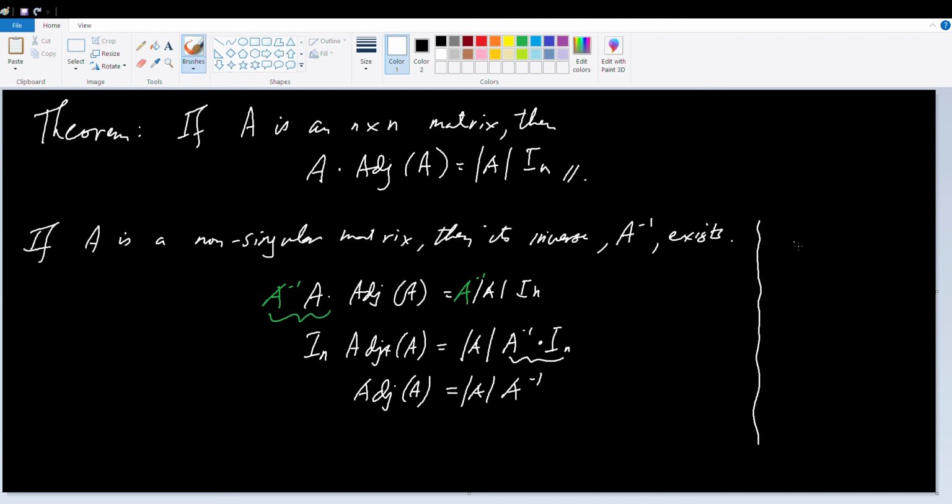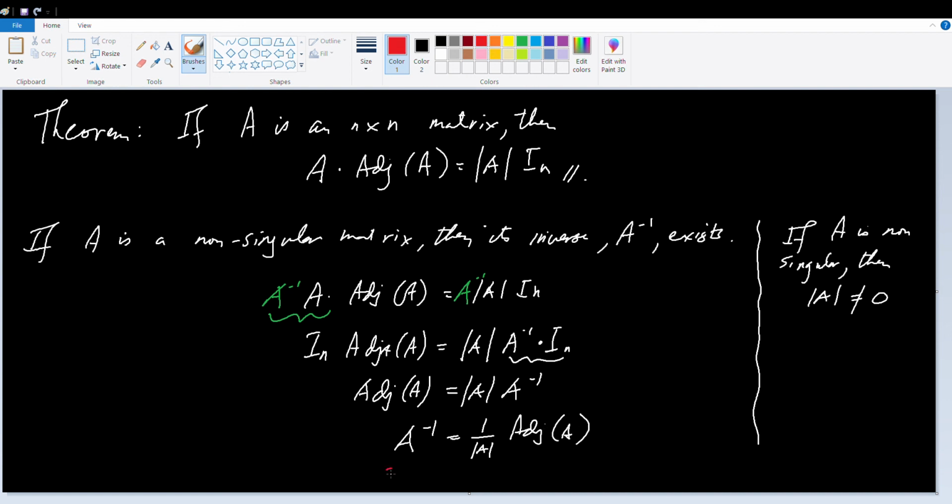And since the determinant of A is not equal to 0 because it is non-singular, so let us write it down. If A is non-singular, meaning to say it has an inverse, then the determinant of A is not equal to 0. Okay? So if it's not equal to 0, we can divide both sides by the determinant of A, and thus we'll be getting the formula, one method of finding the inverse: A inverse equal to 1 over the determinant of A times the adjunct of A.